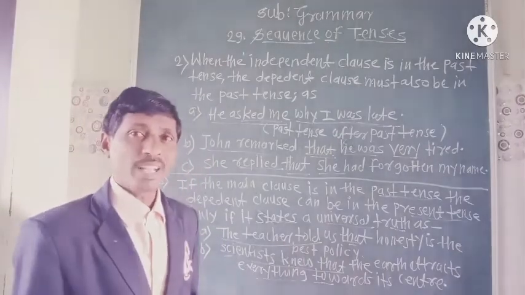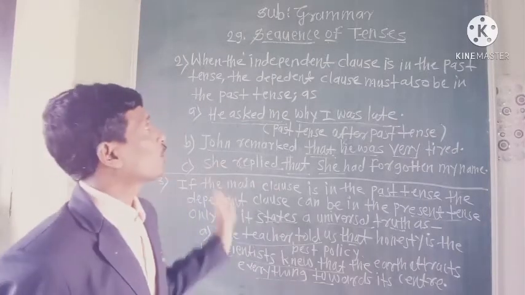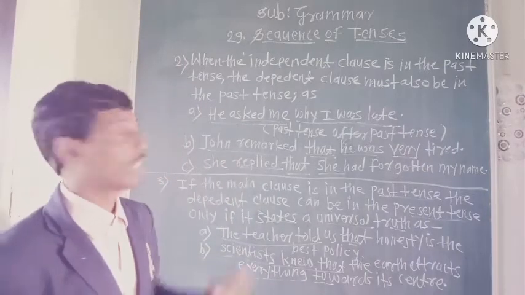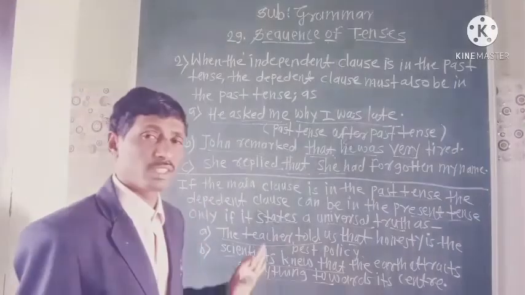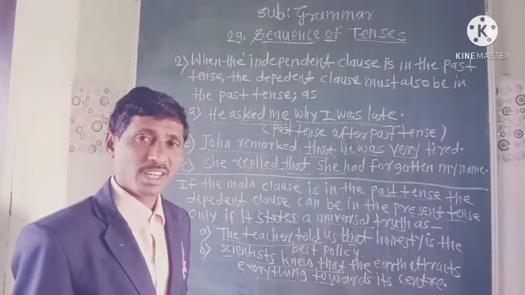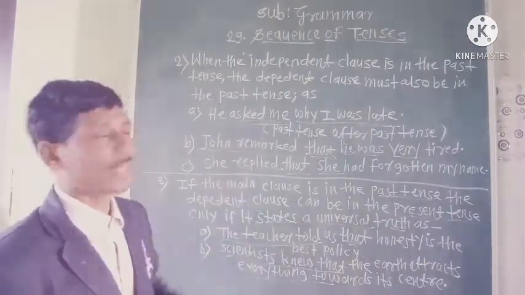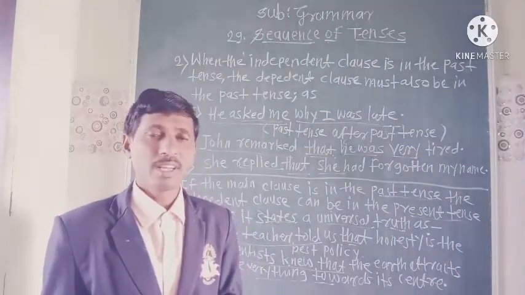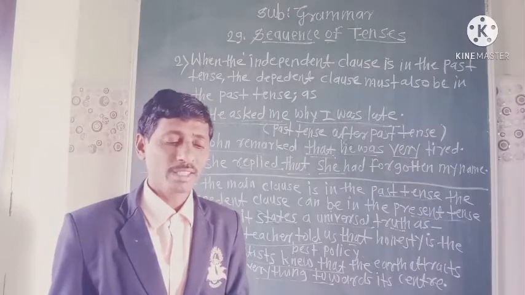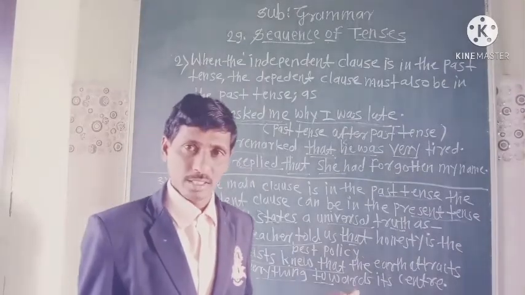A complex sentence has clauses, and I also explained the complex sentence. So there are three rules of sequence of tenses, and when you understand these three rules, you will understand the sequence of tenses. So dear students, today we complete the lesson sequence of tenses. Let's see some examples related to these tenses.